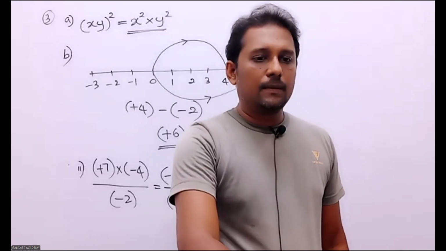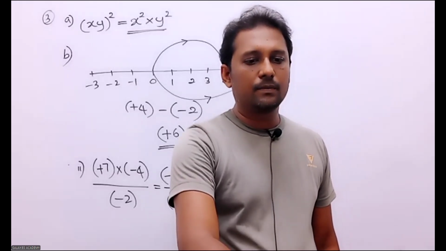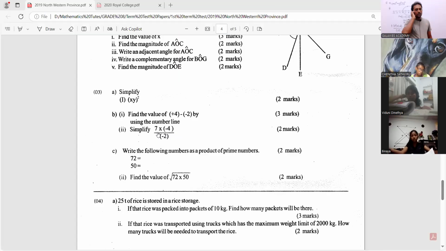Right. Simple C part, look at. Write the following numbers as product of prime numbers. What are the given numbers? 72 given and also 50. Only you have to write the product of prime numbers. Okay.